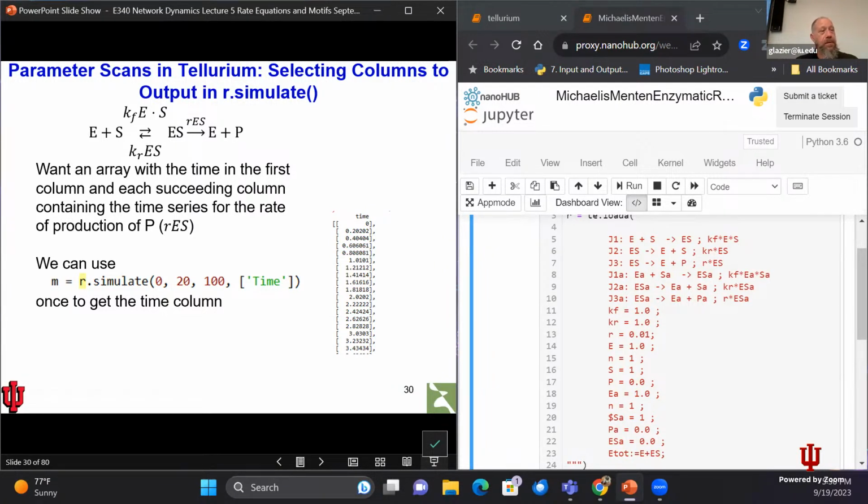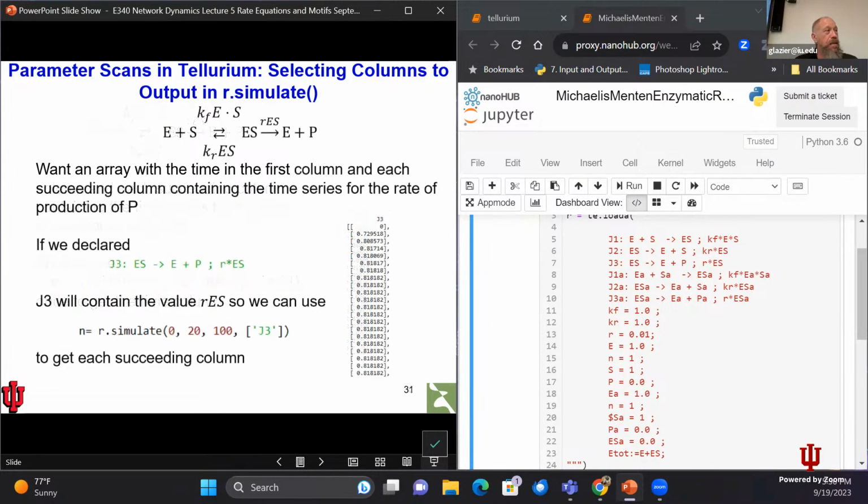And so there are a variety of ways you could do that. One of the things that you could do is run the simulate function and just output the time to get that first column of the array, which is the times. And then I can run it again and again. And suppose that what I want to know is the rate of production of P. The rate of production of P, not the amount of P, but the rate of production of P is J3, or R times S, ES.